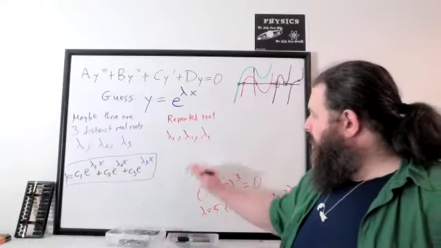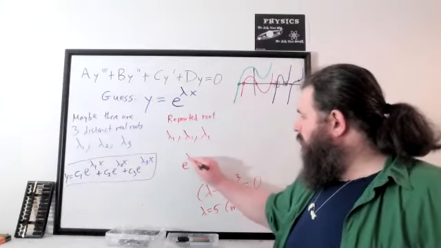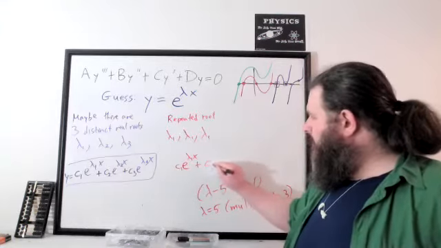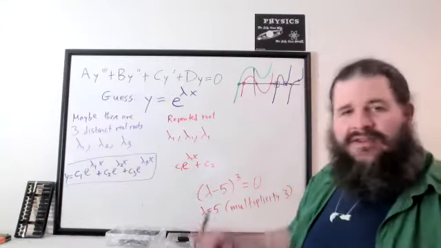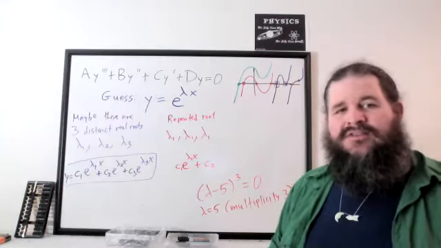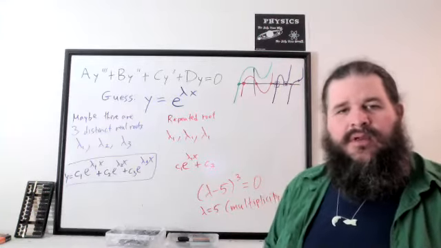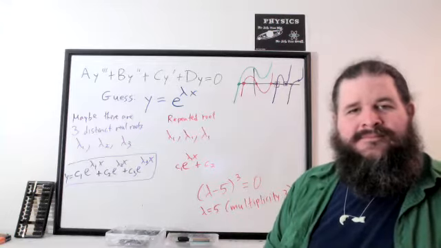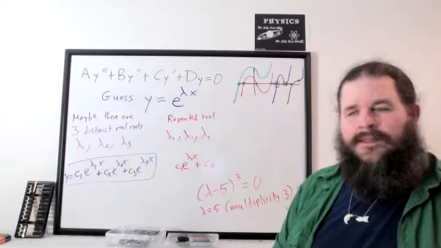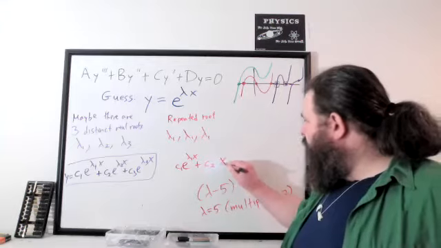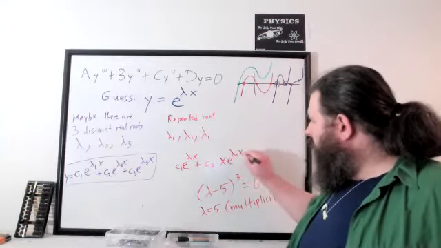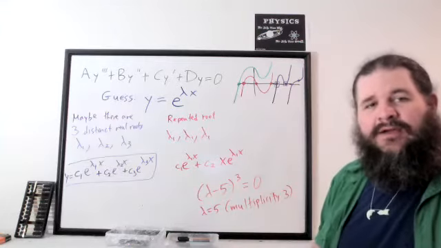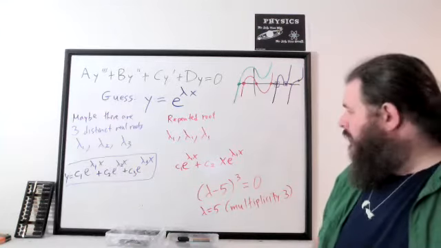So in that case, we would have e to the lambda 1x times c1. But we can't just have another copy of e to the lambda 1x, because we need a genuinely different type of solution. So what would we use there as our second solution? Yeah, we can have x e to the lambda 1x. That extra times x makes this whole thing count as a different type of function.